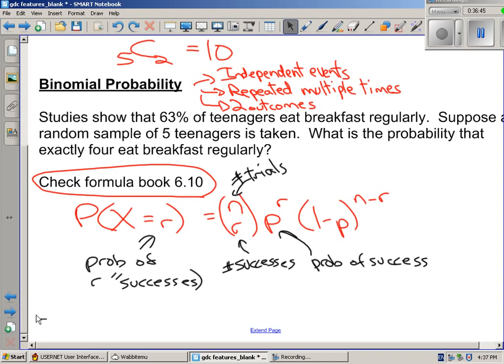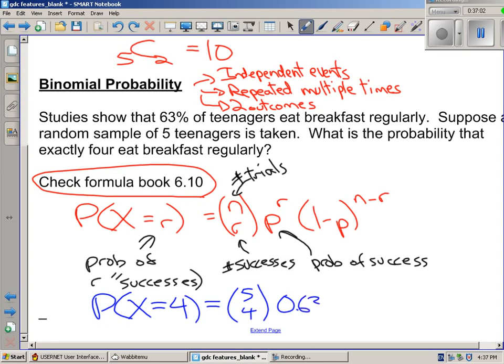What we want to see in this question is exactly 4 successes. There are 5 trials, or 5 teenagers. So we're going to have 5C4, 4 successes. Probability of success is 0.63, since 63% of them eat breakfast regularly, to the power of r, which is 4. 1 minus p, you might as well do this in your head, 1 minus 0.63 gives us 0.37, to the power of n minus r. Notice that n and r are given to you, 5 and 4, so 5 minus 4 is 1.